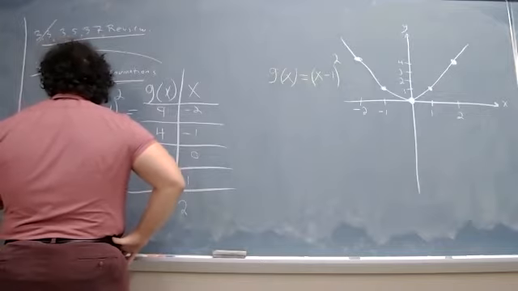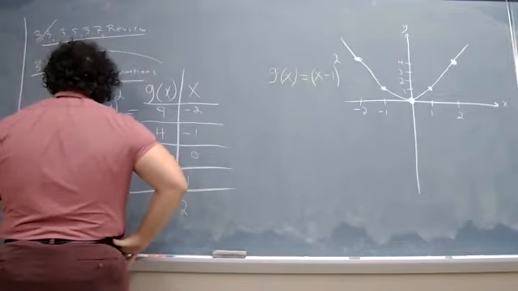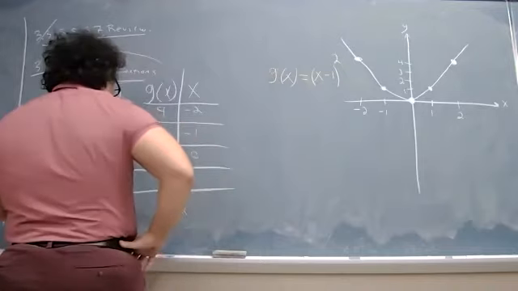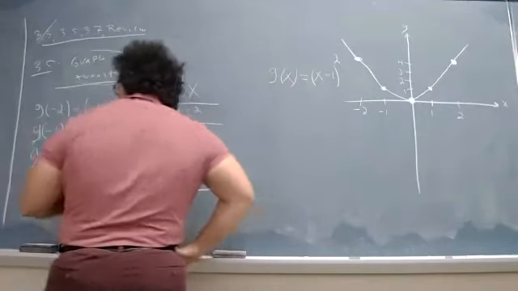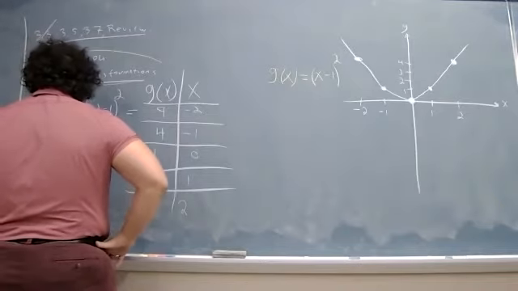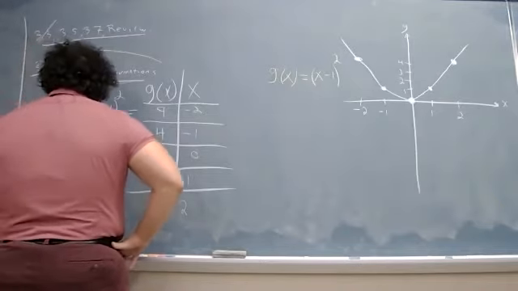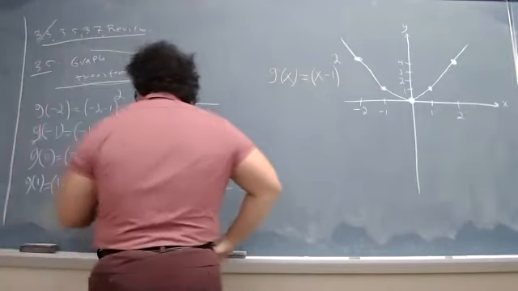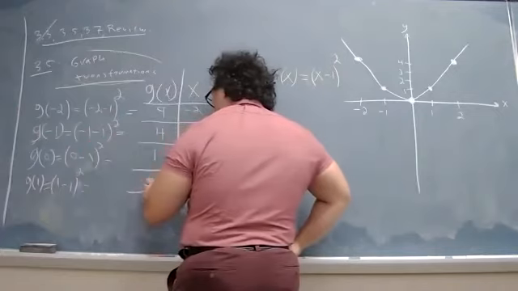What's our g of 0? Well, that's just 0 minus 1 squared, which is just -1 squared, which is just 1. What is g of 1? That's just 1 minus 1 all squared. But that's the same thing as 0 squared, and 0 squared is 0.